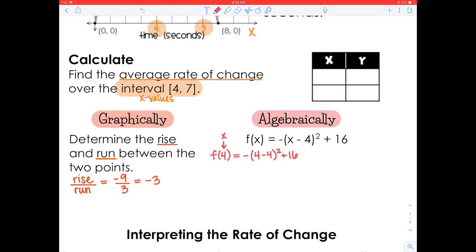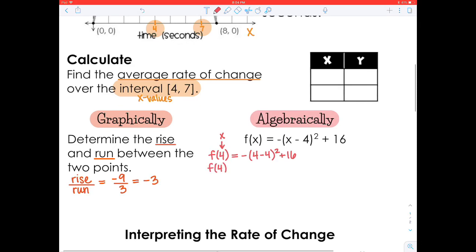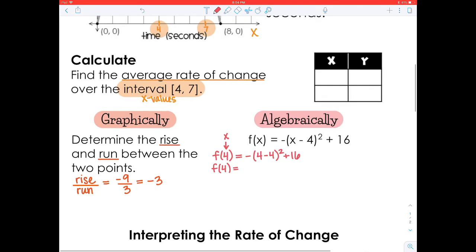And then from here, we just simplify the expression. Remember, parentheses go first in our order of operations. So we're going to simplify what's inside. 4 minus 4 gives us 0. So this is going to be -0 squared plus 16.